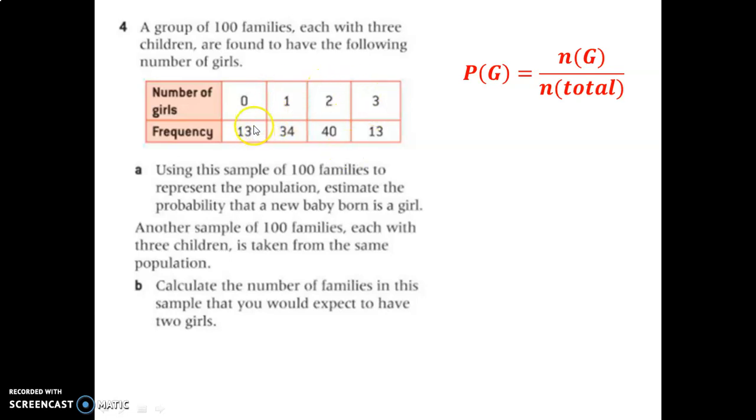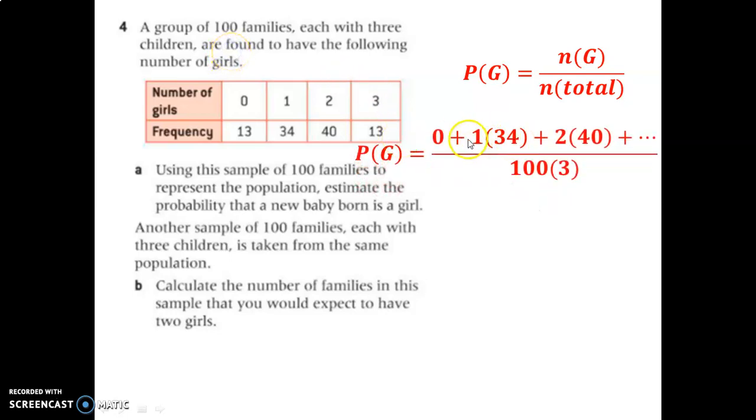Well, if 13 families have 0 girls, there's 0 girls there. 34 families have 1, so that's 34 girls there. 40 families have 2 girls, so that's 80 more girls there. And 13 families have 3 girls, which is 39 more girls. And in total, if there's 100 families, and these are all 3 children families, there's 300 total children.